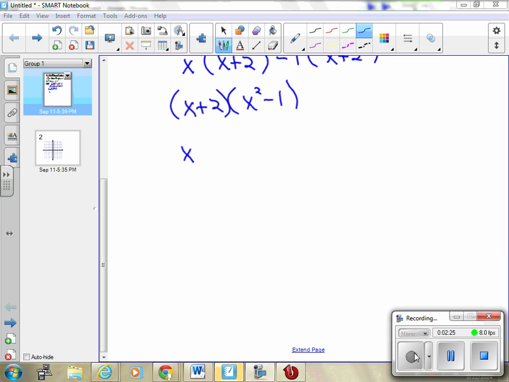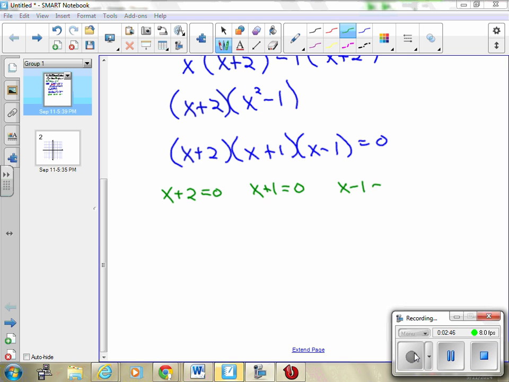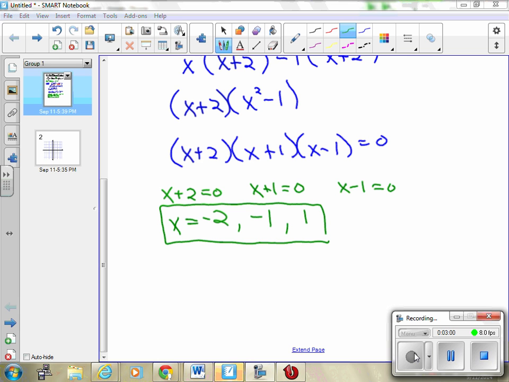And going a little further here, x plus 2 times x plus 1 times x minus 1 is how the difference of two perfect squares factors. So if those 3 things are multiplying to equal 0, then we know that either the x plus 2 must equal 0, or the x plus 1 must equal 0, or the x minus 1 must equal 0, giving us 3 zeros. One is at negative 2, one is at negative 1, and the one on the right is at positive 1. So those are the 3 places where the x-intercepts will be intersected.